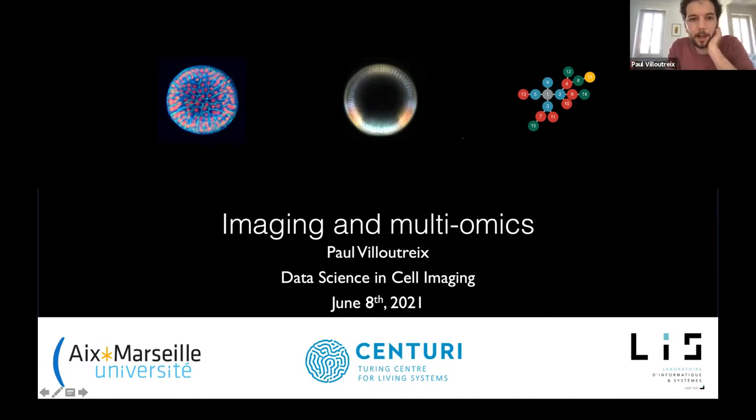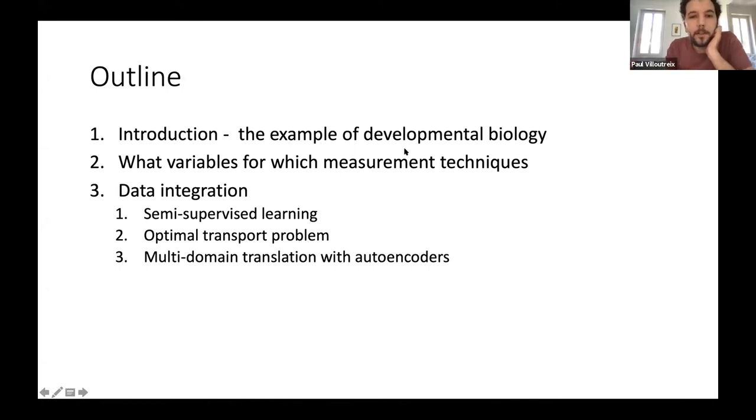So here is the outline. Quickly, I will introduce developmental biology. Please feel free to interrupt me if you know already or if things are unclear. Then I will remind you, probably with the course you already know many things about it, what kind of variables we can get from microscopy imaging, and then later on with single cell transcriptomics. The third part, which is the most important part, is three different techniques to deal with large data sets and to increase the number of variables that we can measure at the same time. The first one will be around semi-supervised learning, the second one using optimal transport, and the third one a new technique called multi-domain translation with autoencoders. Okay.